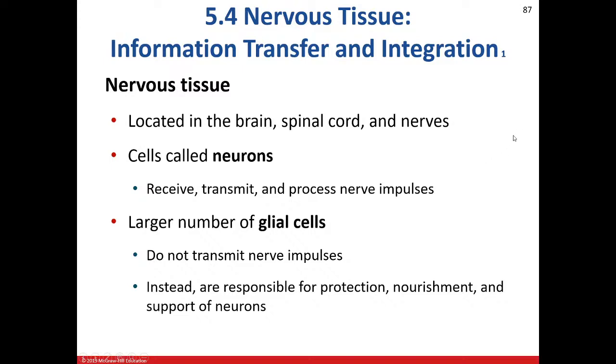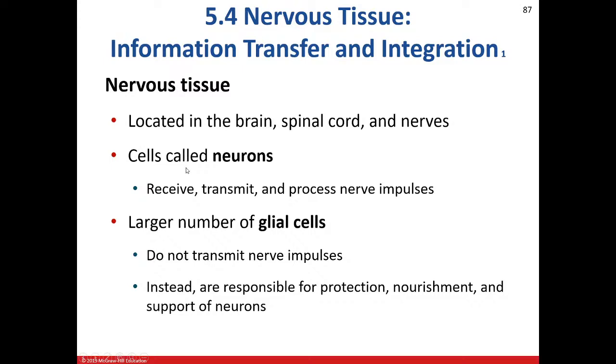Last basic tissue type, just to recap, we had epithelia, we had connective tissue, we had muscle tissue, and now we've got nervous tissue. Those are the four basic tissue types. Okay. Last one is nervous tissue. Now this is going to be located in the brain, the spinal cord, and the nerves. And the cells are called neurons. The cells that make up nervous tissue are neurons.